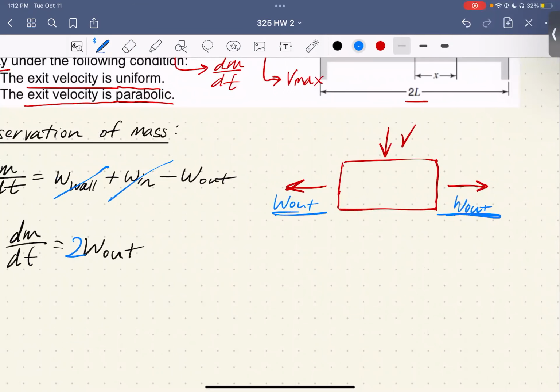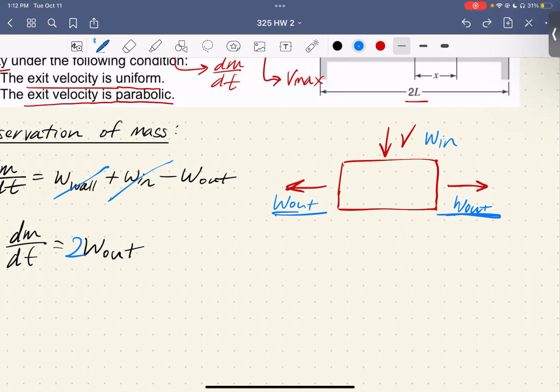So what is actually causing this change? This displacement up here, as this velocity is going down, results in this flow outwards, right? So we do want to write W in right here. That means the change in the mass is caused by this displacement, and the change in the mass can also be measured by measuring this displacement.